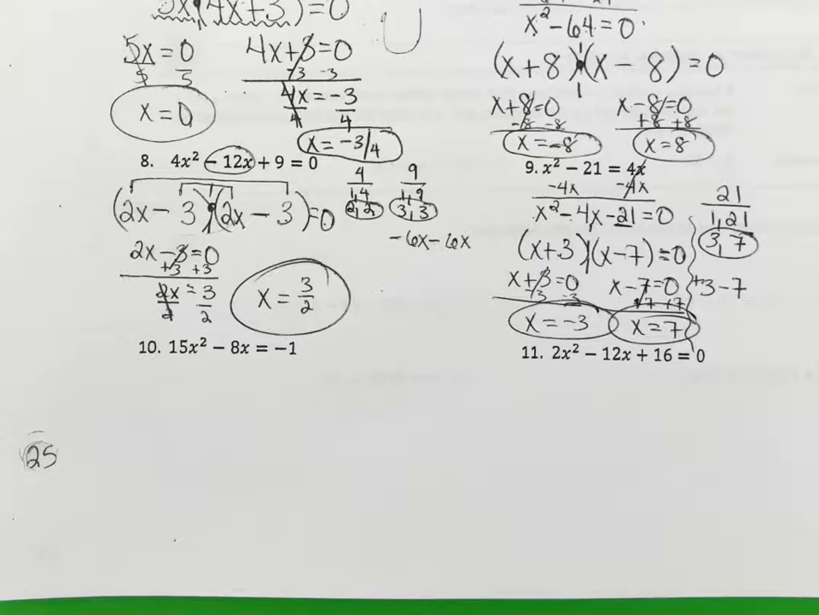Alright, number 10. What's wrong with number 10? Number 10 is equal to 0. How do I do it? You add 1 to it.